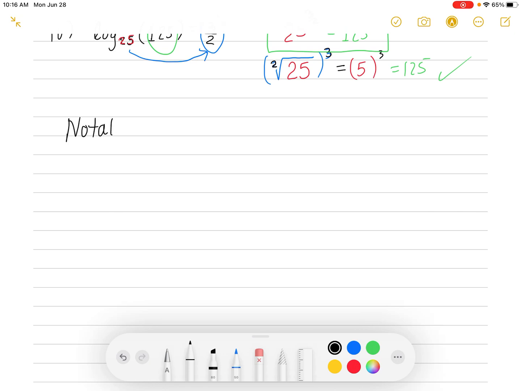Now what else do I want to say about logarithmic and exponential form? Okay, so notation.